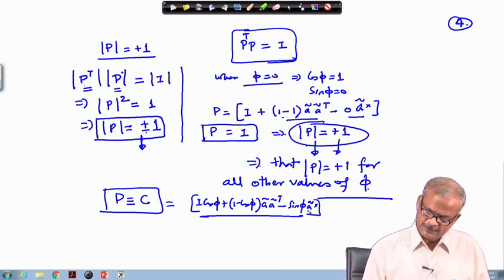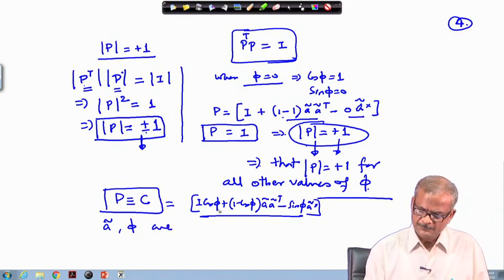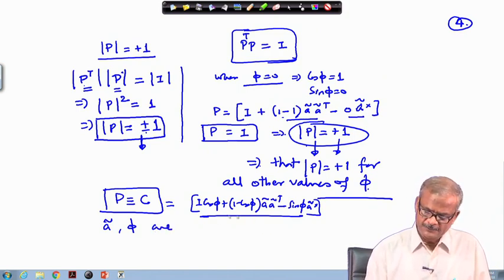Now, given that A tilde and phi are known, if we expand this, we can find out the elements of this C matrix.